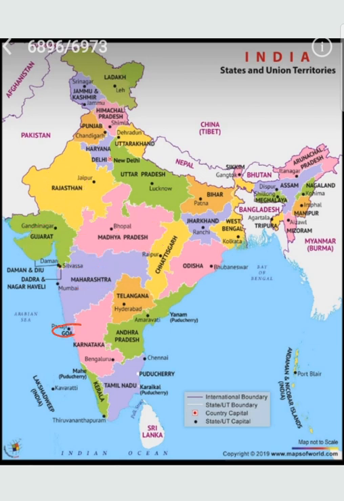Then Goa. Panaji is the capital of Goa. This is Panaji. Goa is bordered by Maharashtra on the north. Then Goa is bordered by Karnataka, which is to the south. Okay. So once you see the location of these states: Gujarat, Goa, then Karnataka.